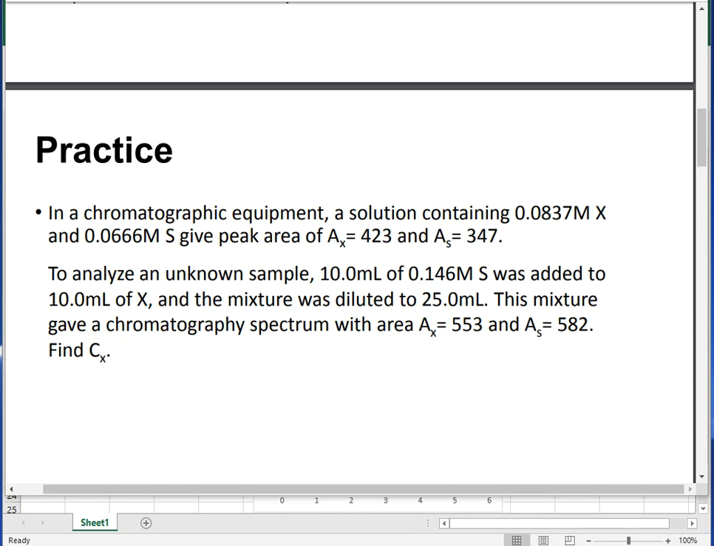Okay, so how can we solve for the unknown based on this data? Based on these values, what on earth can I do to solve this problem? The very first thing that you're going to have to do is look at your standard. The standard is from the bullet up at the top. It contains 0.0837 X and 0.066 S, and it gives you the areas for each one of those. So we need to use that relationship, and we need to figure out a ratio with that relationship first before we do anything else.